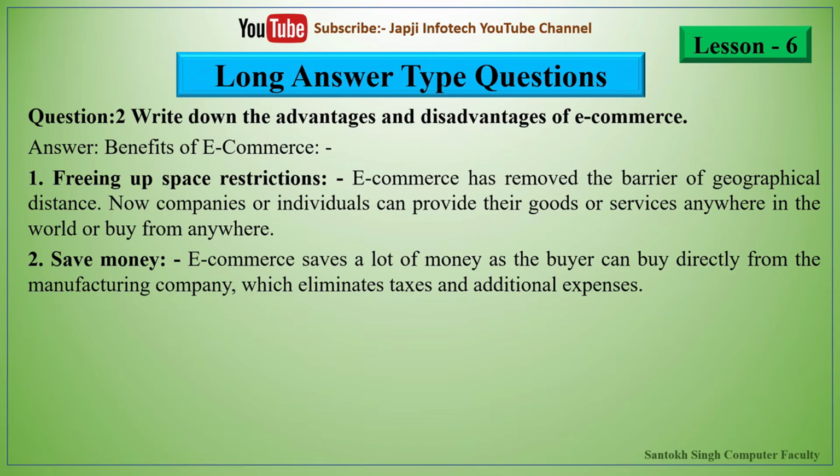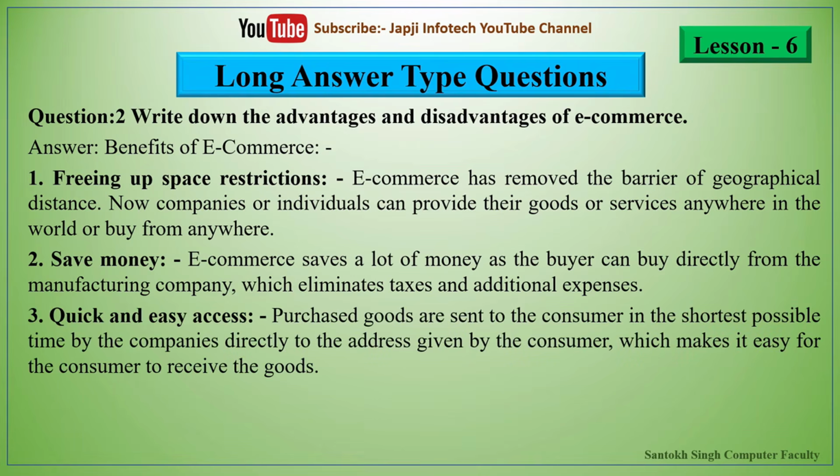Second one is save money. E-commerce saves a lot of money as the buyer can buy directly from the manufacturing company, which eliminates taxes and additional expenses. Third one is quick and easy access. Purchased goods are sent to the consumer in the shortest possible time by the companies directly to the address given by the consumer, which makes it easy for the consumer to receive the goods.